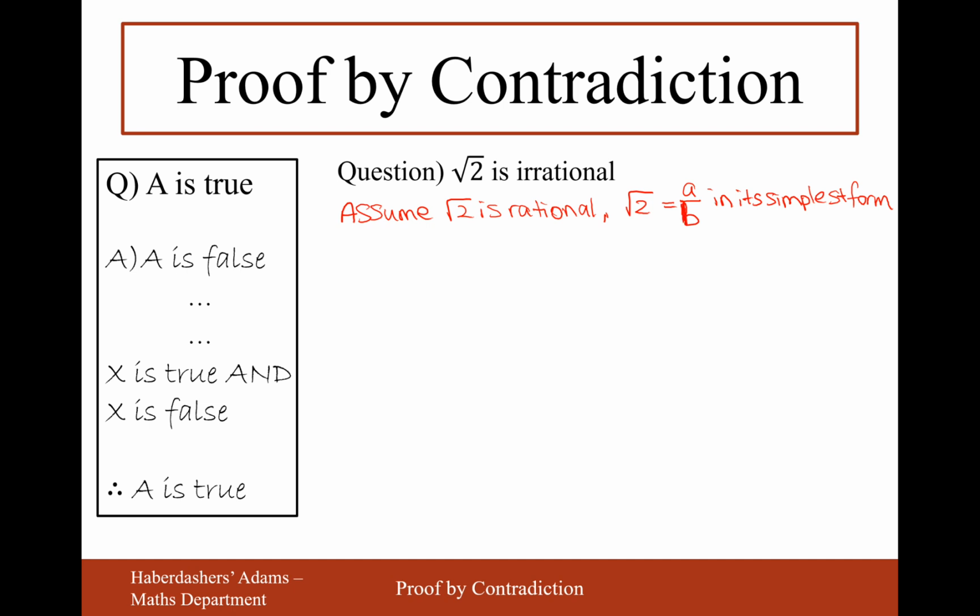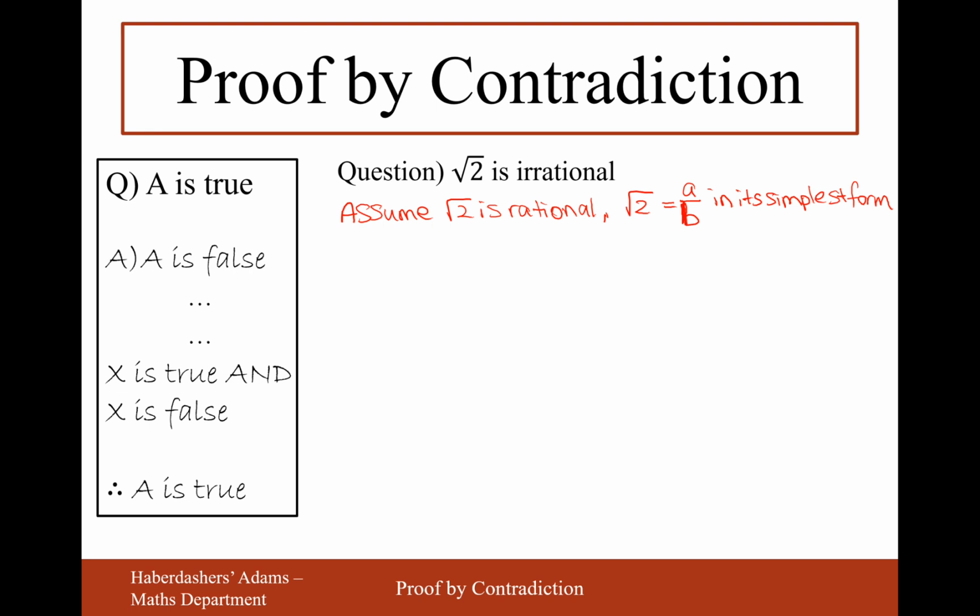And the reason that I can do that, the reason I'm going to assume this, is because all fractions can be reduced into their simplest form. So I've just taken the fraction of root 2 and simplified it into its most simplest form. And even when it's in its simplest form, it can be simplified again, which is a contradiction.